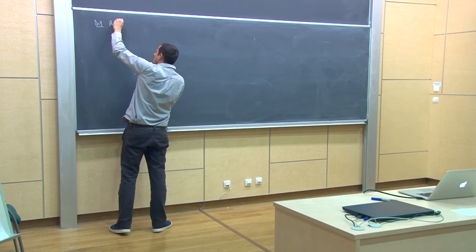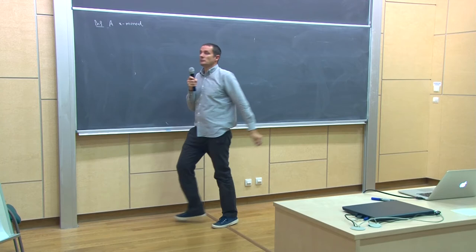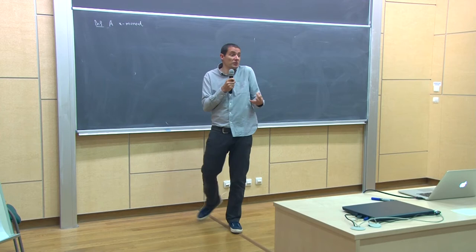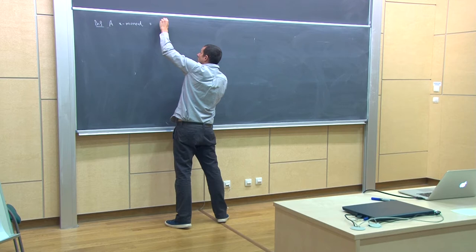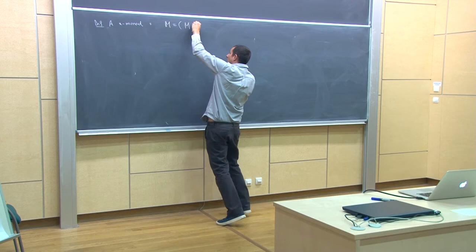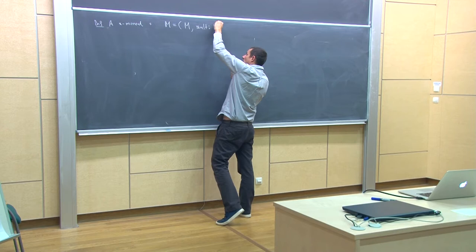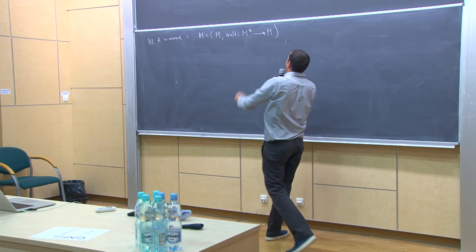Maybe I will call it a star monoid to differentiate it from the other monoids that will appear later on. But normally it's just called a monoid, yes? Formally speaking, it's a pair of a universe and an operation from M star to M, subject to two axioms.